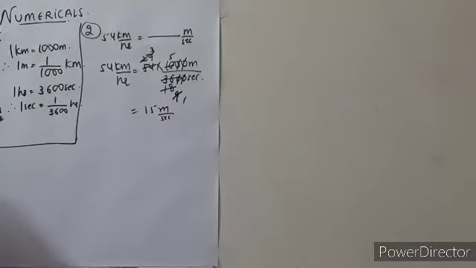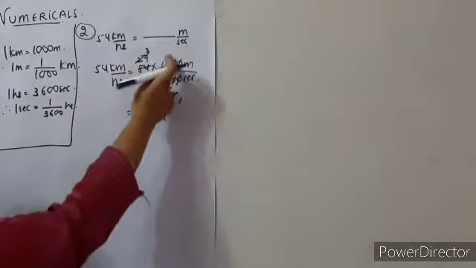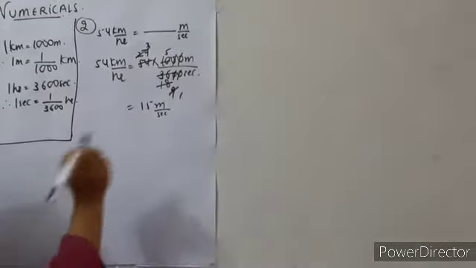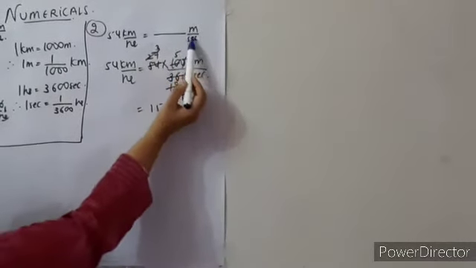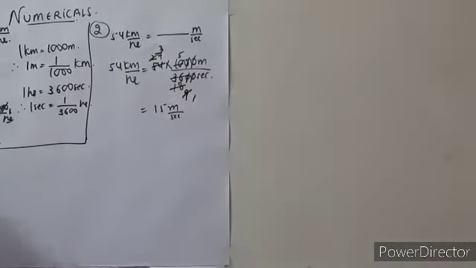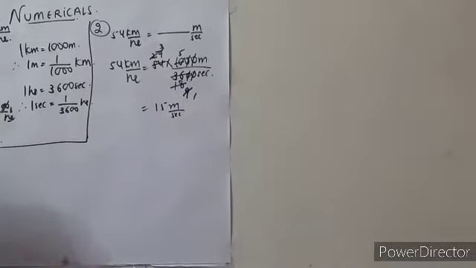Children, remember one thing over here: rather than doing this calculation again and again, when we have to convert kilometer per hour into meter per second, it means we always have to write 1000 over 3600. Fine.